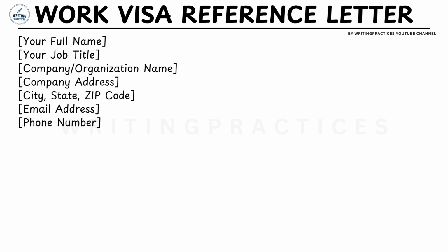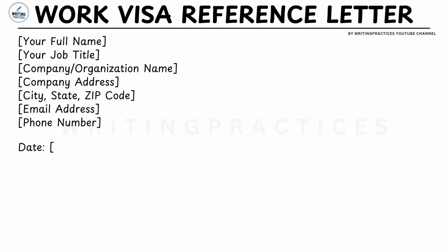Here's what this section looks like in the template: your full name, your job title, company or organization name, company address, city, state, zip code, email address, phone number. Each of these lines builds trust with the reader and lets them know who you are, where you work, and how to contact you if needed.